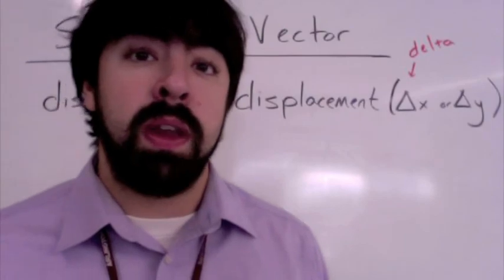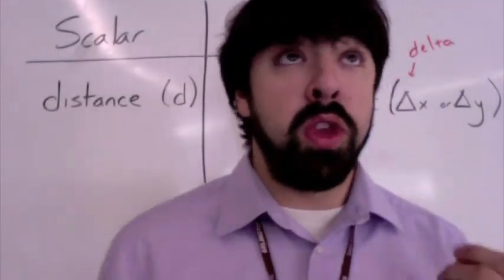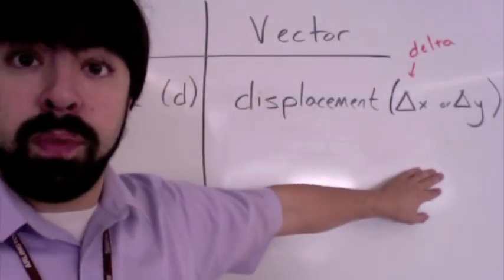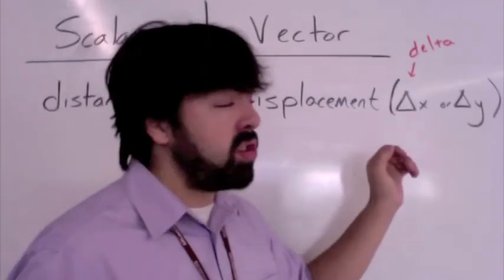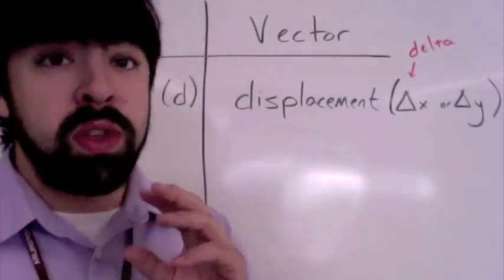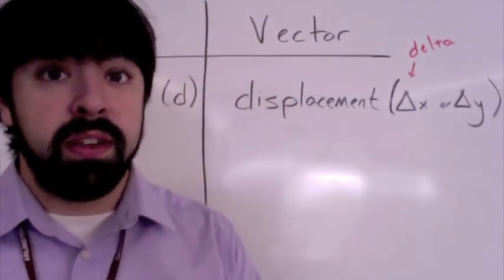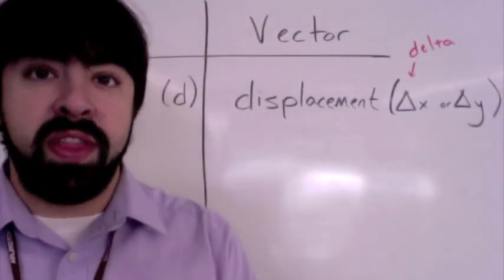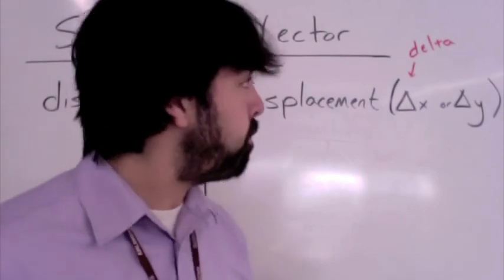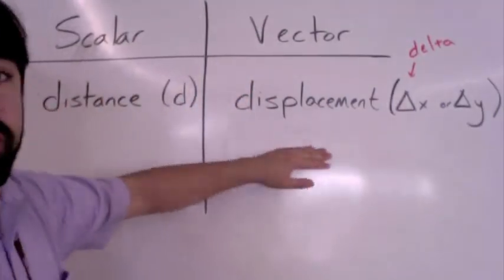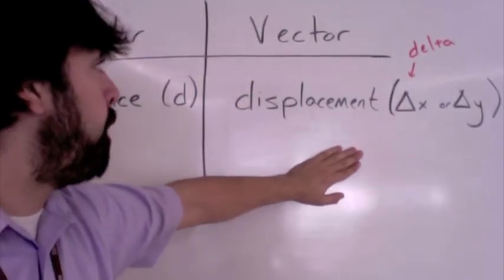That's why displacement is abbreviated with these two. They represent change in the X or change in the Y. We're going to be using that delta symbol all year long. Whenever you see delta, a triangle, change in. There's a change happening. So distance, displacement. Those are our two right there.